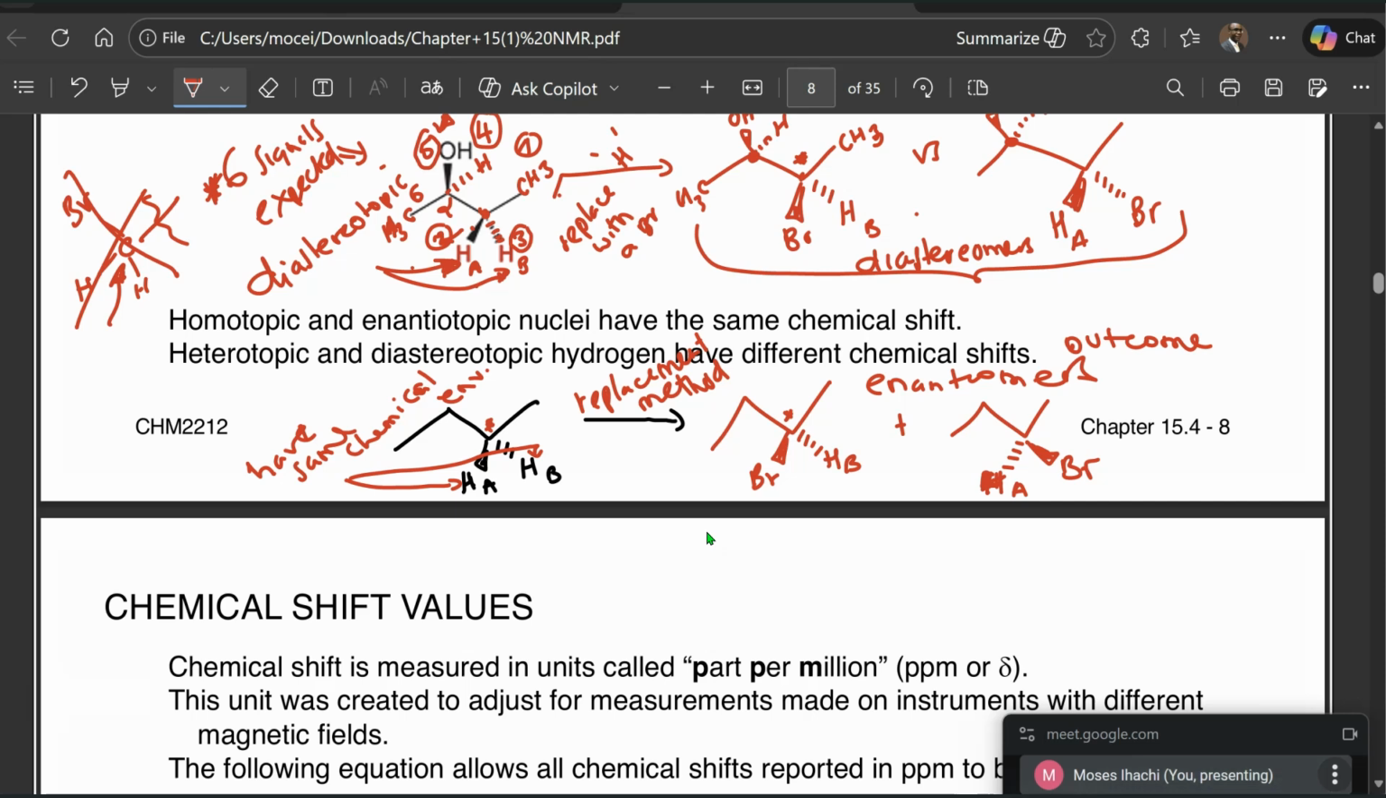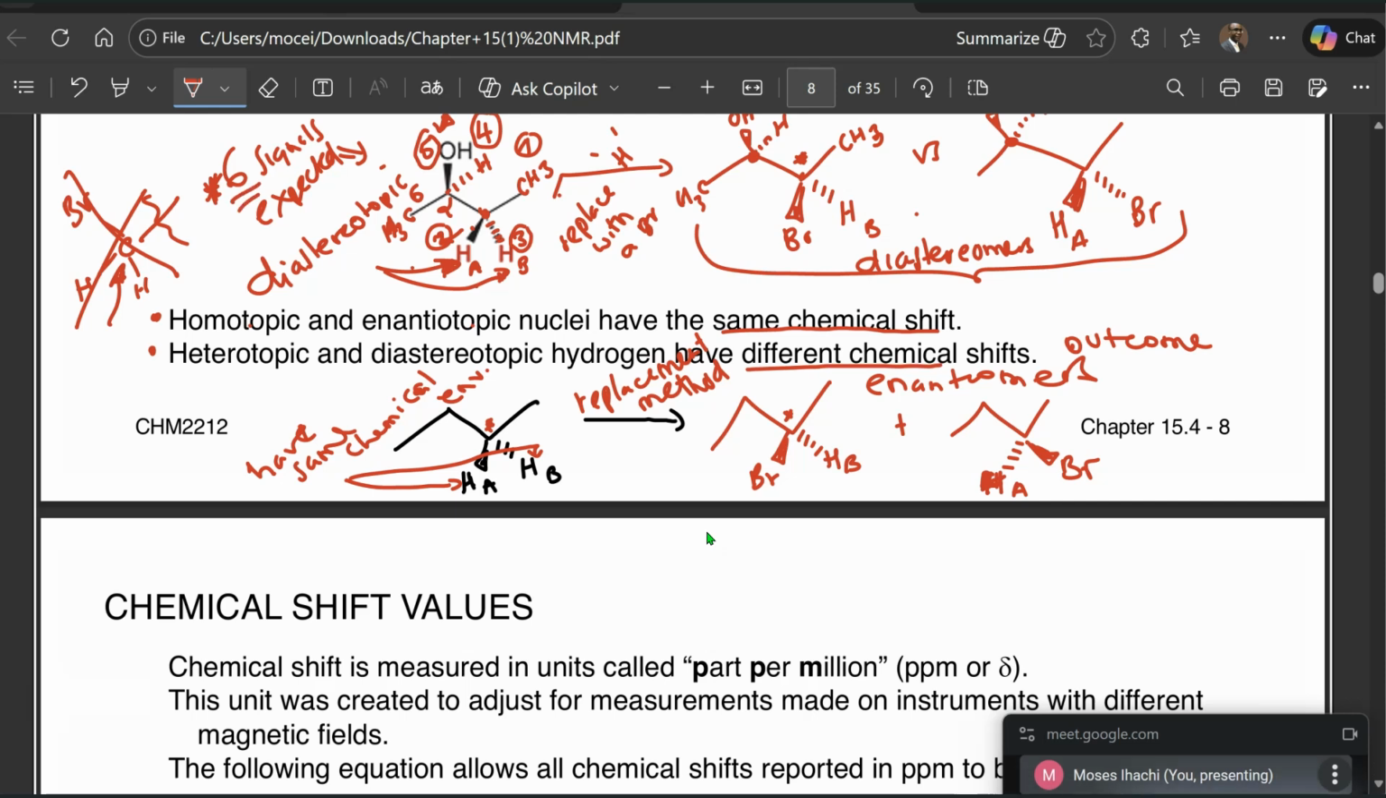This is a lot. You see what they're saying here? Homotopic, which is what we were doing before, and then enantiotopic, which of course is going to turn out to be the same reasoning as homotopic. They have the same chemical shift, so you just call them one signal. But heterotopic, which are constitutional isomers, and diastereotopic hydrogens, have different chemical shifts, which is why I counted 6 here.